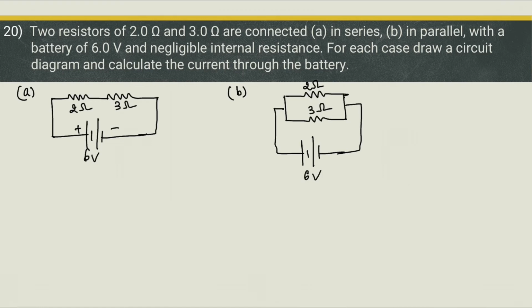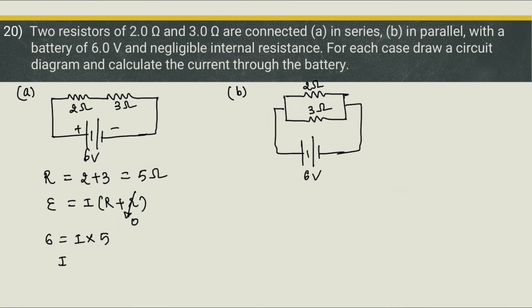For each case, we also calculate the current through the battery. First of all, in each case, we have to find the total external resistance. Here R is 2 plus 3 because they are connected in series, 5 ohm. Then E is equal to I into R plus small r, but small r value is 0. So EMF is 6, R is 5. So I is equal to 6 upon 5, 1.2 ampere.